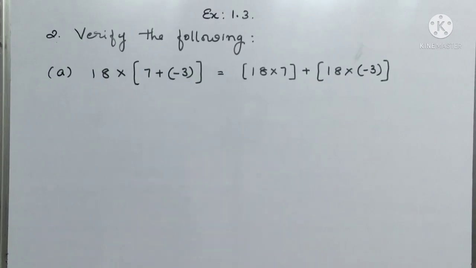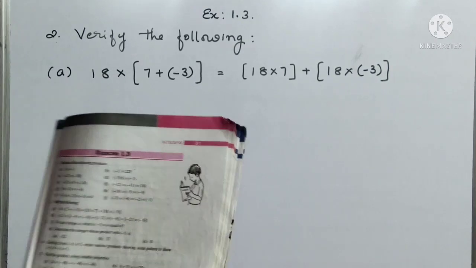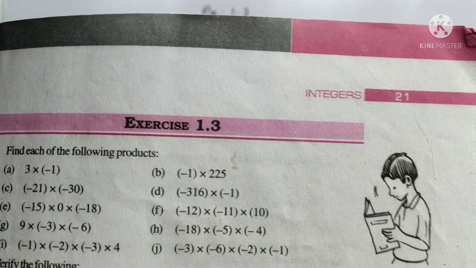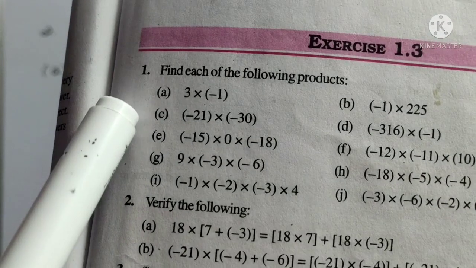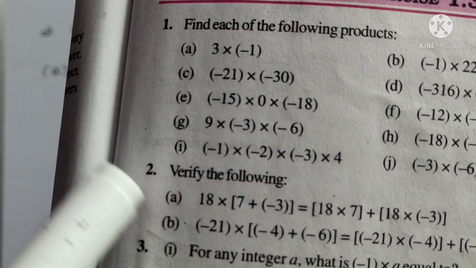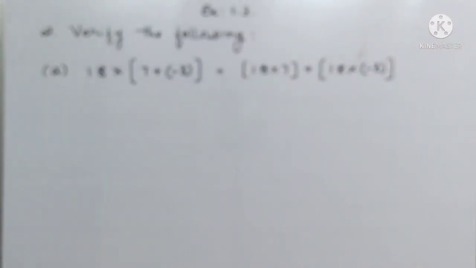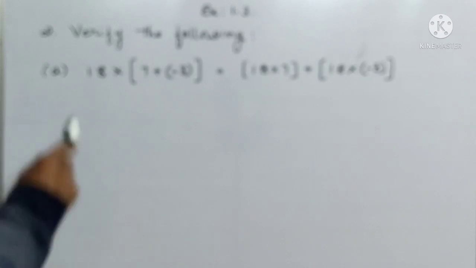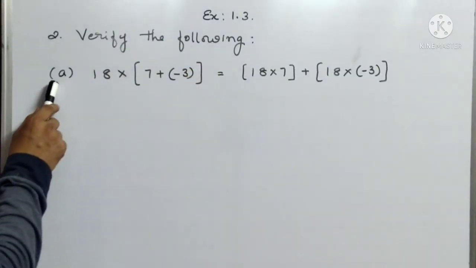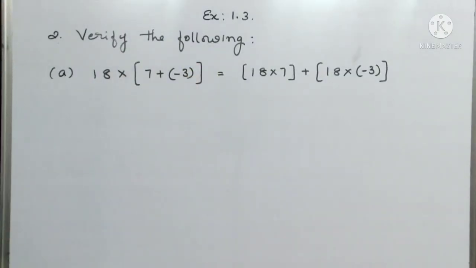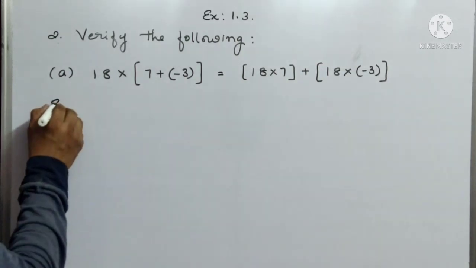Okay, children, now all of you open your textbook and see exercise 1.3, page number 21. In that, the first Roman numeral we already completed. Now the second sum I am doing. So write that question there. Verify the following. In that, two sums are there. I am doing the first sum in that. See here, same as before.